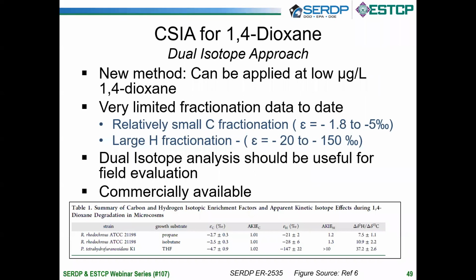So the expectation could be, and I only know of one data point, and it was a carbon data point for the main organism, 1190, that people have studied in terms of its isotopic enrichment. But this certainly suggests that there is a potential in the field, through this technique, to document the biodegradation of 1,4-D at field sites. And it is a commercially available technique at this point.